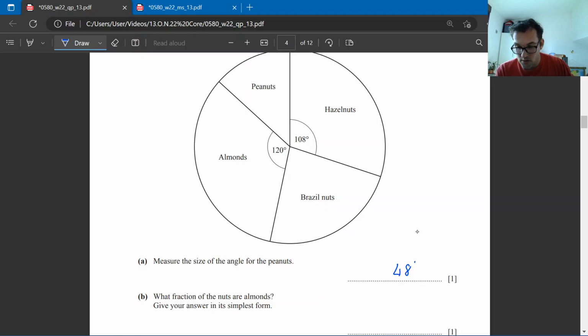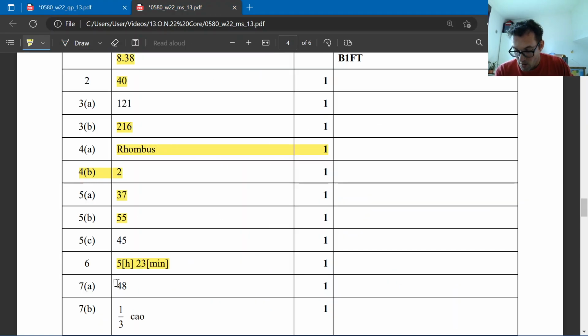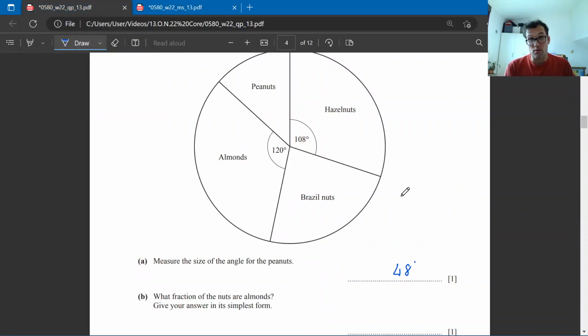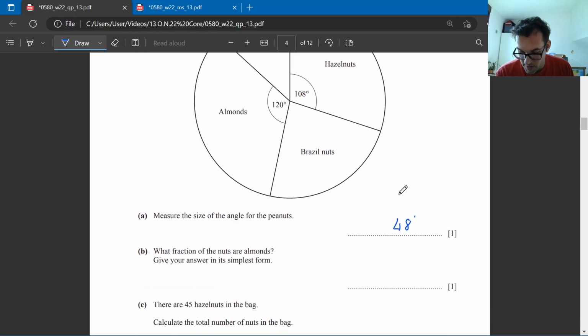How accurate do you need to be? Well, pretty much dead on here, it seems. Exactly. So you're 1 degree off. It doesn't seem like they want to give you the marks. So be very precise. Get those protractor angles exactly right.